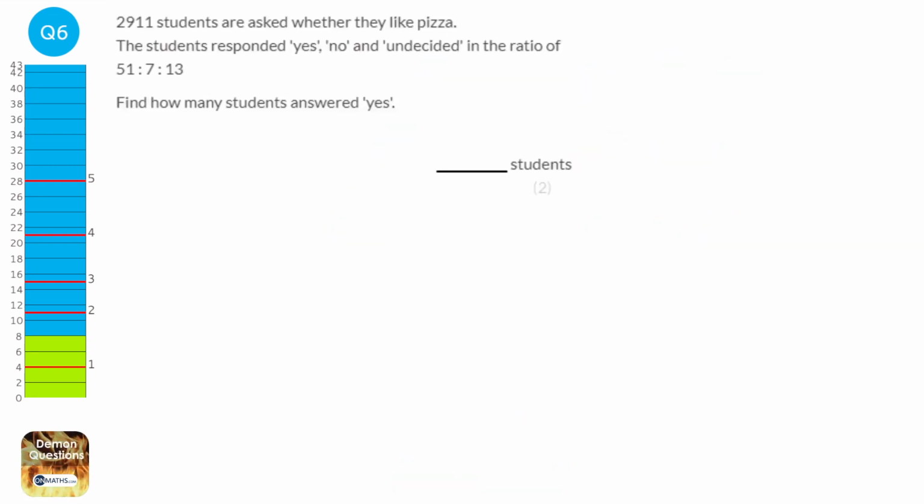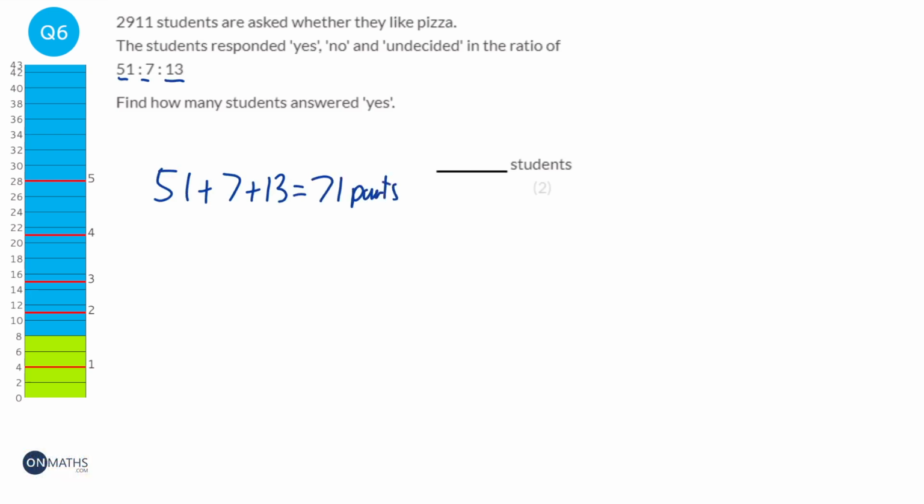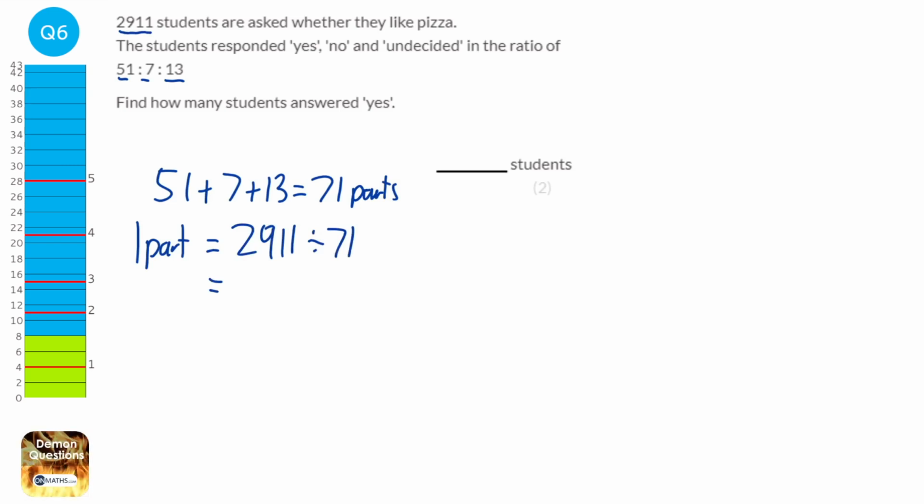First of all we work out how many parts there are altogether in our ratio. We've got 51 saying yes, 7 saying no, and 13 undecided. Altogether, we've got 51 plus 7 plus 13, which is 71 parts. Now each part is equal. To find the value of one part, we take the number of students, which is 2,911, and divide it by the 71 to find out how many students are in one part.